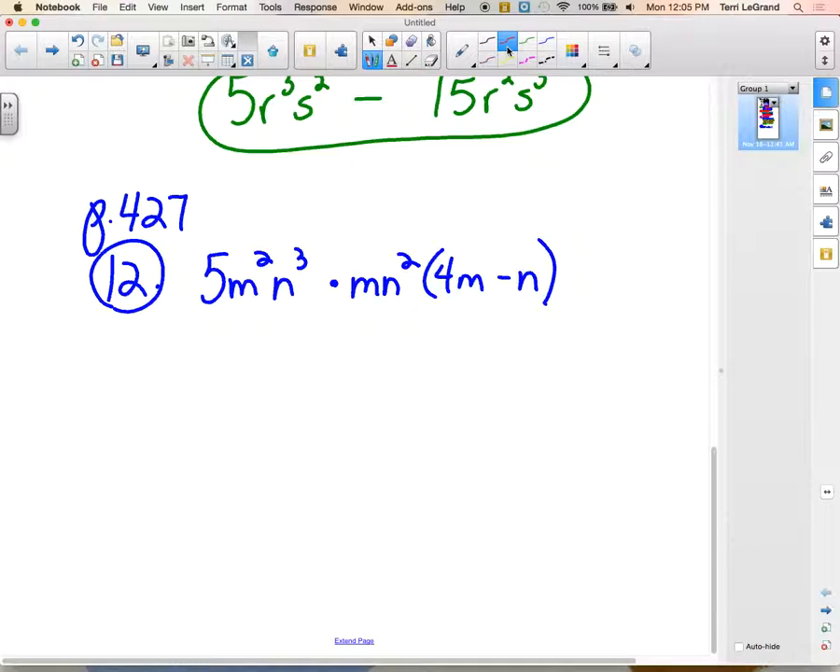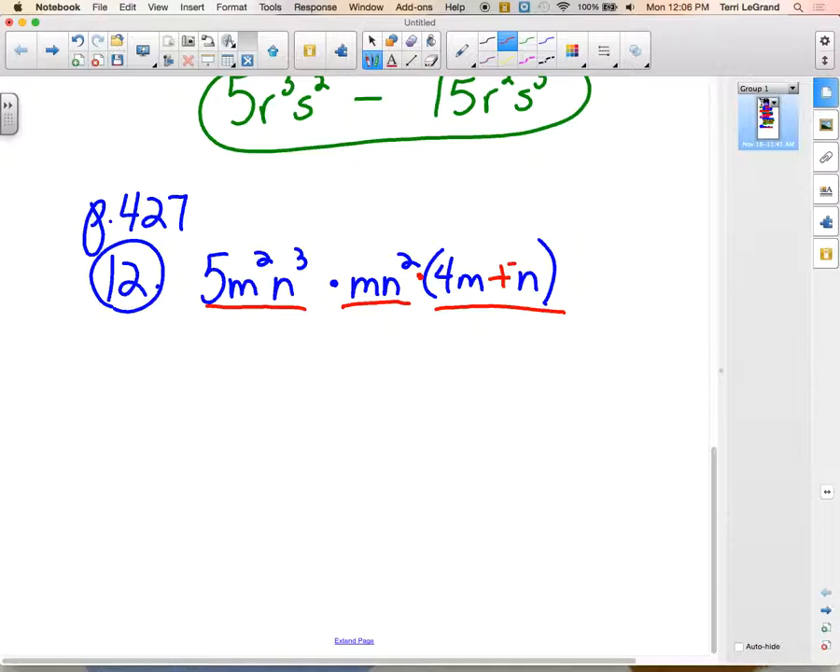Let's change the subtraction to add, and it'll become a negative n. Okay, take the 5m to the second power n to the third times that m n to the second power. What's going on here is when we have multiplication, we really have three factors going on, and you can multiply in any order you want. This is a factor, this is a factor. We could stick a multiplication dot right here, and this would be a factor. So we really have three factors in a multiplication problem. We can multiply them in any order we want.